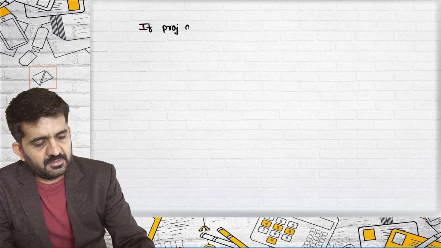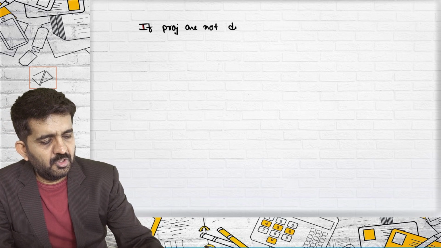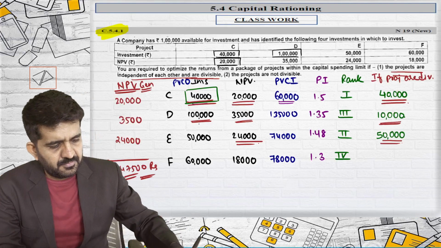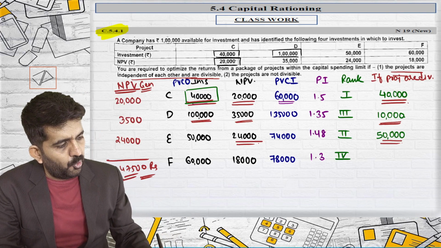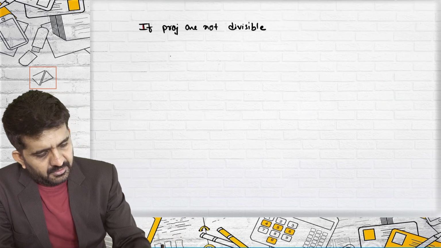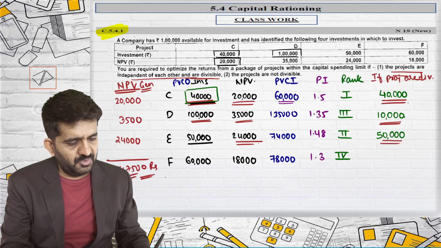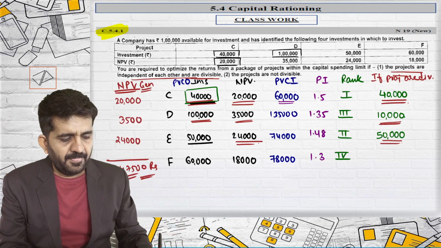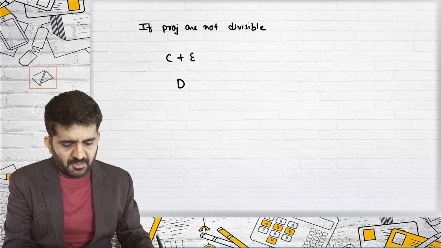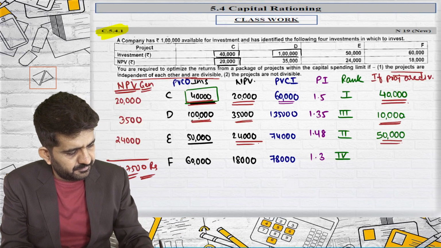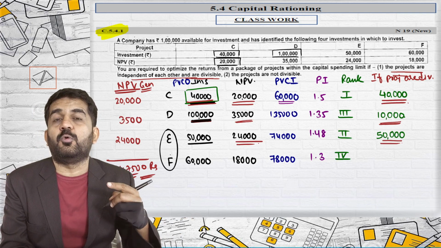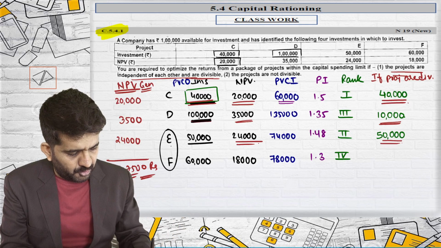If projects are not divisible, which are the different options? You can do project C and E together. C plus E. You will use 90,000, right? You can do D alone, because D cannot be combined with any other project. You can do E and F. No, it requires 1,10,000 and you cannot divide the project.